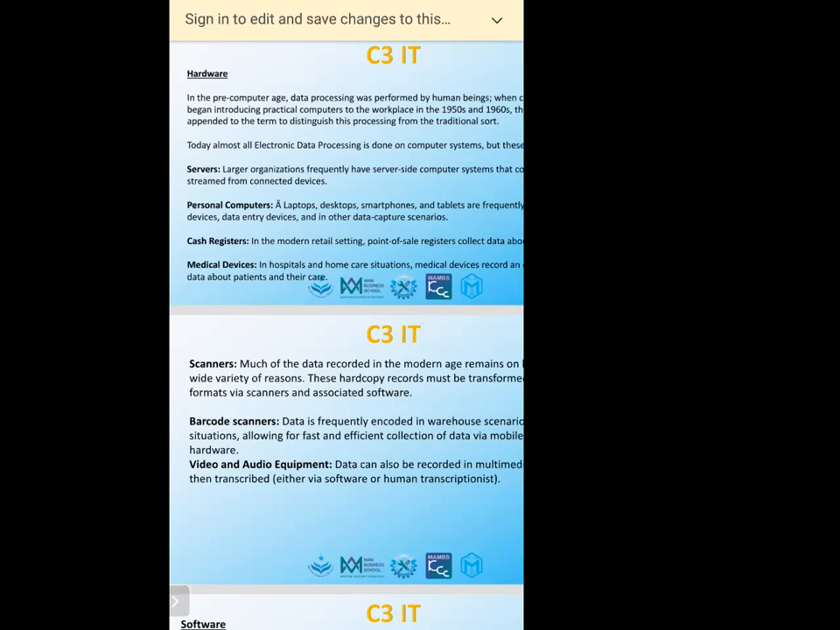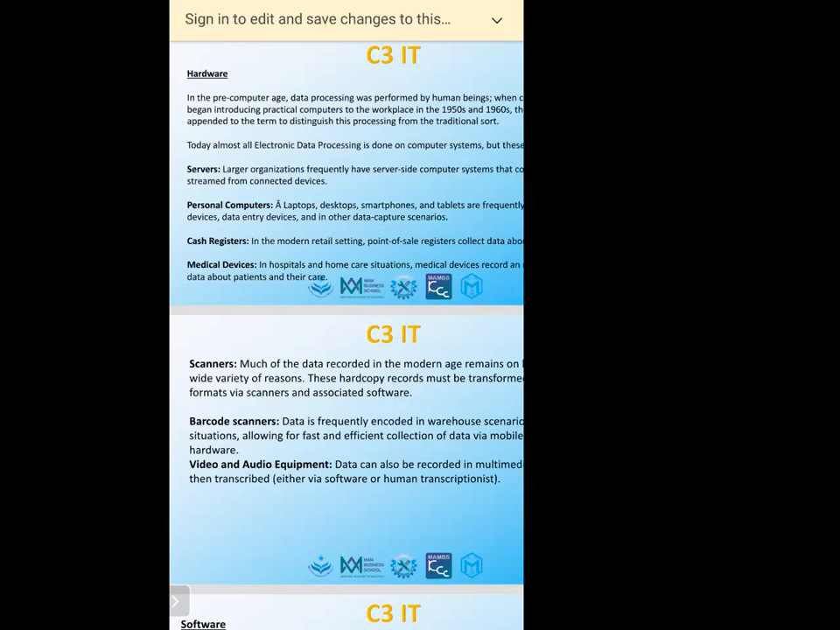Mostly all the shops are having it, you know. Okay, then video and audio equipment. Yes, video and audio equipment. Video means which one? Webcam. These are video. Audio means speakers, then your headphone. These are the audio.